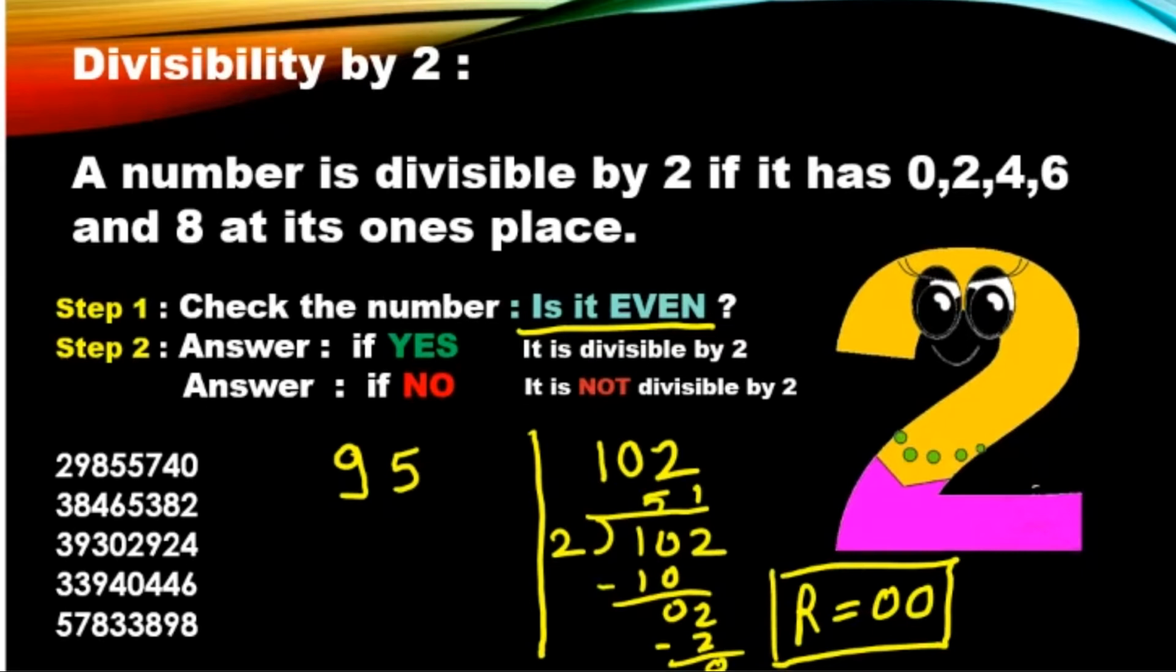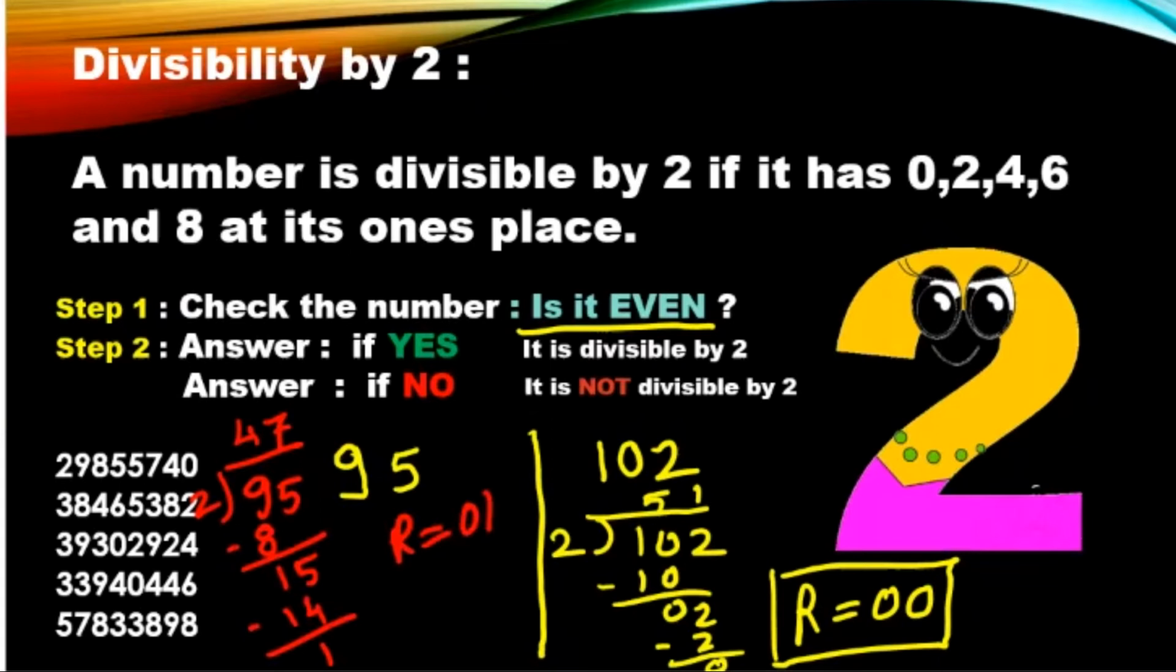Now let us consider 95. If we divide 95 by 2, then we will get the remainder 1, which is not equal to 0. That's why 95 is not divisible by 2. I hope children, the divisibility test of 2 is clear to you.